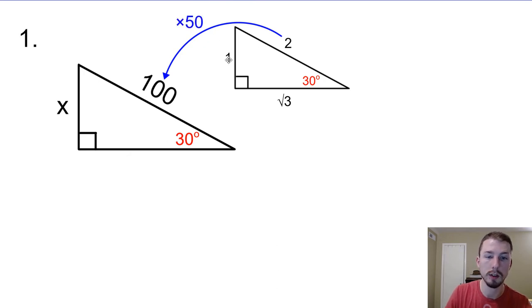So what is the 1 going to turn into? Well, 1 times 50 is going to be 50, right? And that would be your answer because you just have to solve for the value of x.